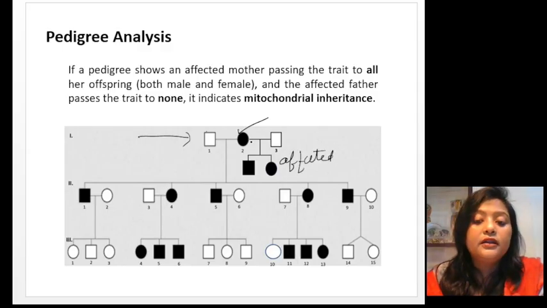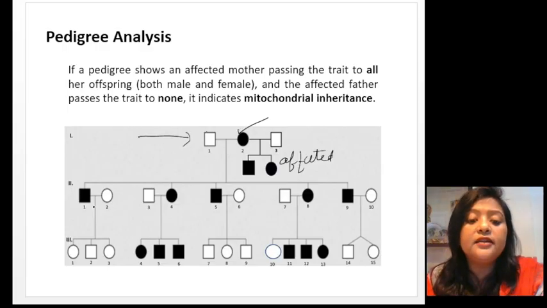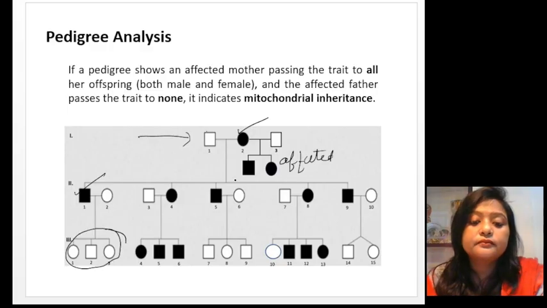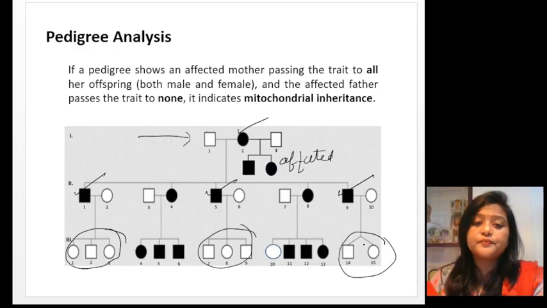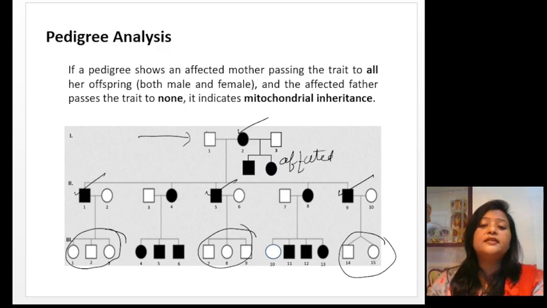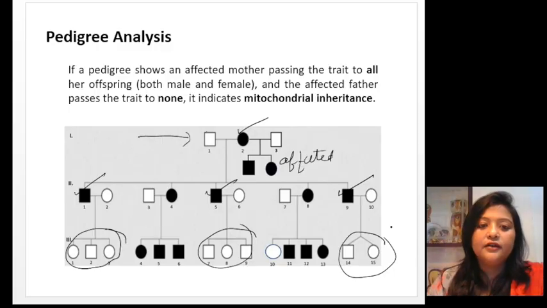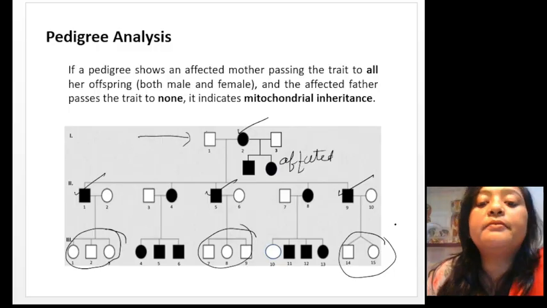Now see, many siblings have been formed, and again out here the male is affected, but no one is affected in the next generation. Male is affected, no one is affected. So what do you understand by this? It's a mitochondrial inheritance, because we know that if a female is affected, all the siblings will be affected, but if a male is affected, none of the siblings will be affected. So this shows that it's a mitochondrial inheritance.